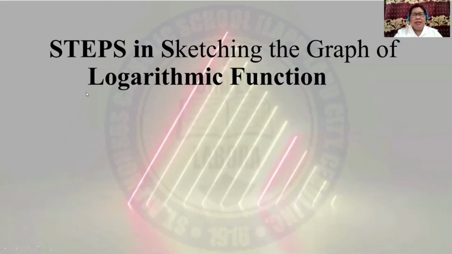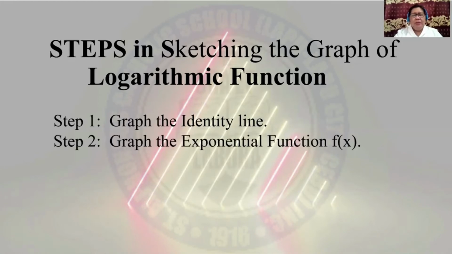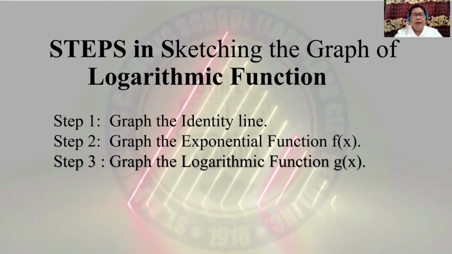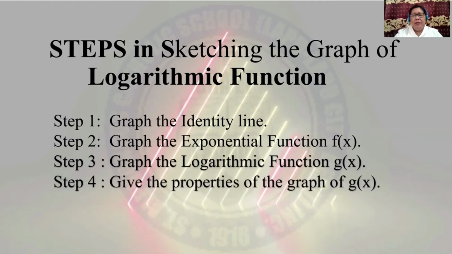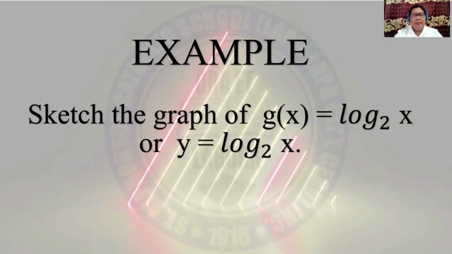Let us have now the steps in sketching the graph of a logarithmic function. The first is you have to graph the identity line. The second step, we have to graph the exponential function. The third one, we have to graph the logarithmic function. Then we have to give the properties of the graph of the logarithmic function. And do not forget to label the graph completely. Let us have an example.